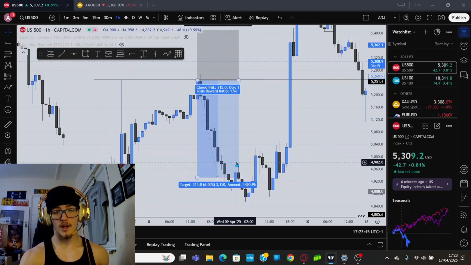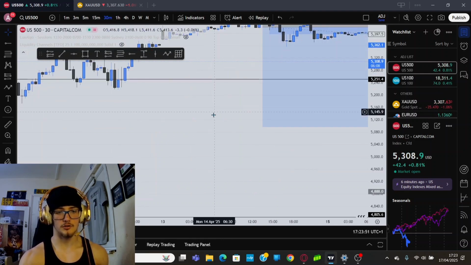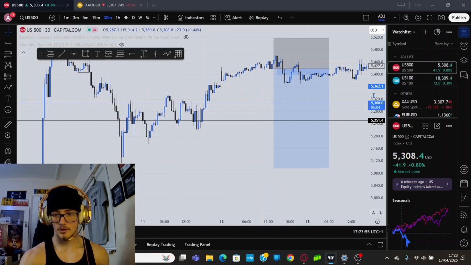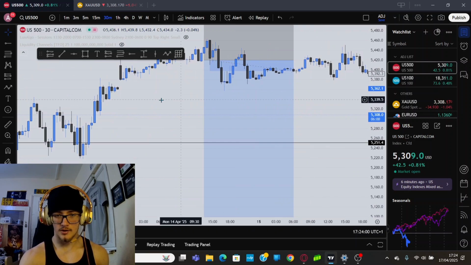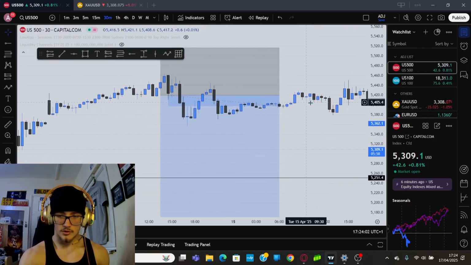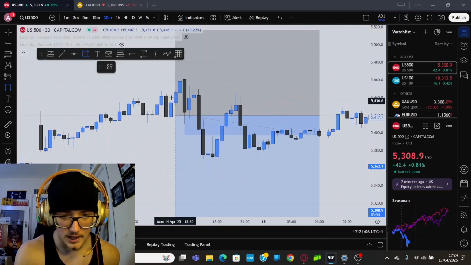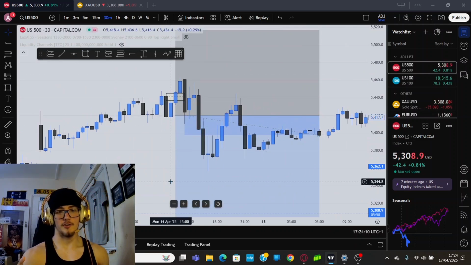So what I did is I waited for this liquidity sweep. Normally on a higher time frame, for example on the hourly or the 4 hour, I like to wait for a liquidity sweep. Then off of the 30-minute, I saw, right here, an inverse fair value gap, and I just entered off of that on the 30-minute.